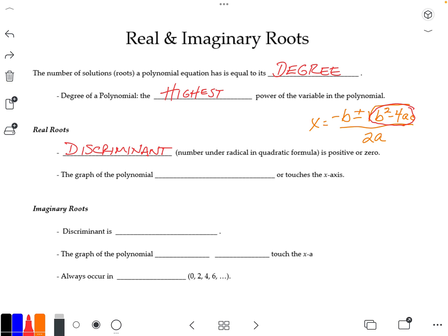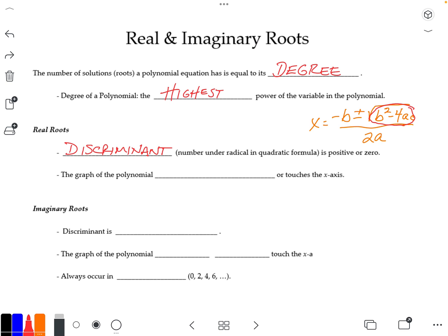then those are real roots. I'm going to have real roots for my equation. If that number turns out to be 0, then I'm also going to have some real roots. Now, this only works for quadratic equations. I'm going to show you how to do it when the highest exponent of x is higher than 2, but the discriminant is the number that you get under the radical in the quadratic formula.